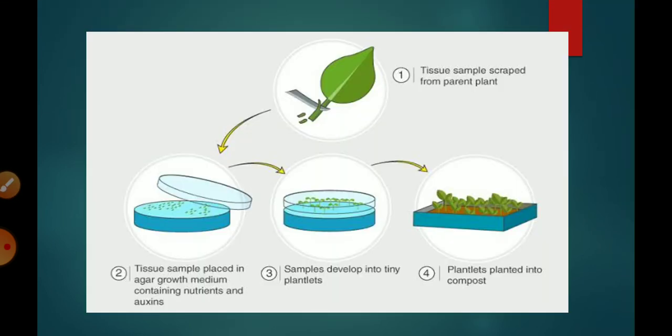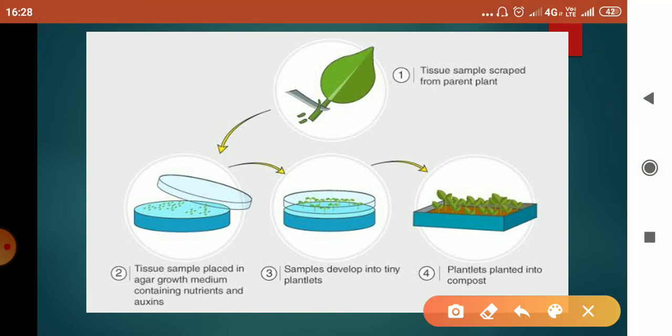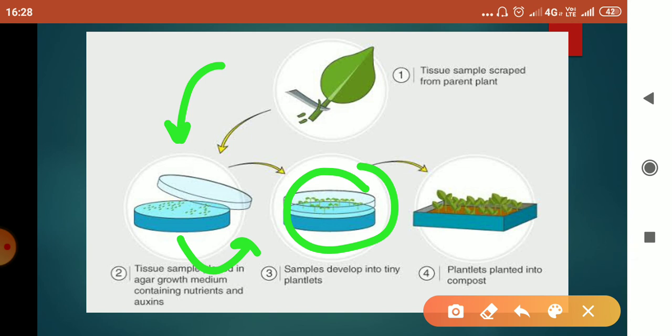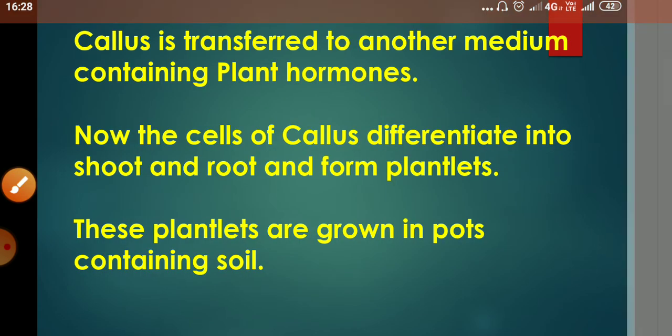We can understand it with the help of this picture. Children, here we are taking a part of a plant, usually the growing part, and transferring it to the medium. In this medium, first the plant will grow and form callus. After that, we will transfer this callus to a medium containing plant hormones. Then it will differentiate and form plantlets. Plantlets means we can observe the root and the shoot. Now these plantlets are transferred to pots containing soil, so that each plantlet develops into a new plant. So this is how the tissue culture technique works.